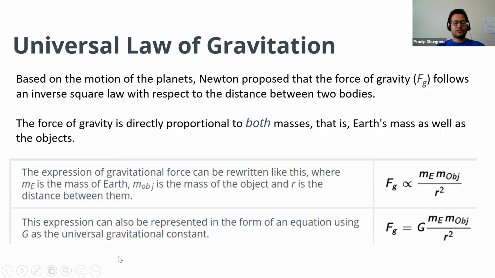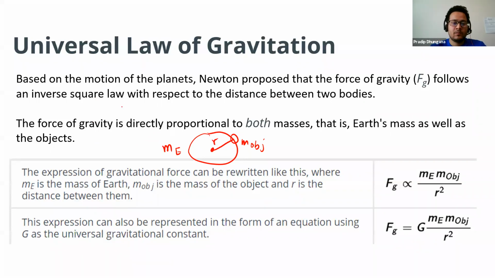Let's start with the universal law of gravitation. Based on the motion of the planets, Newton proposed that the force of gravity follows an inverse square law with respect to the distance between two bodies. Let us suppose we have one object at the surface of the earth. This is the center of the earth, and the distance between the object and the center of the earth is r. The mass of the earth is simply M_e.